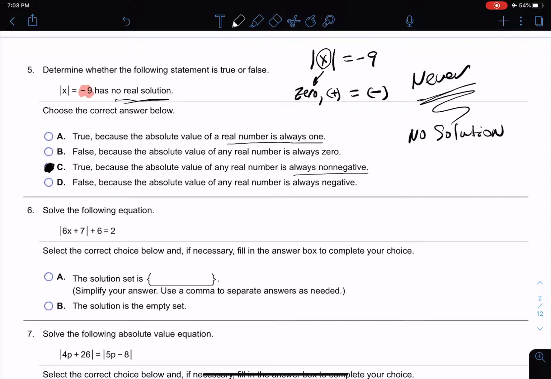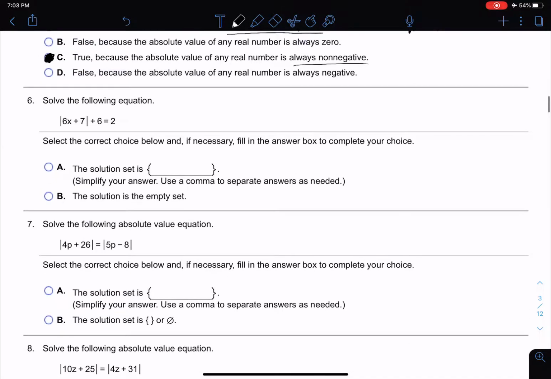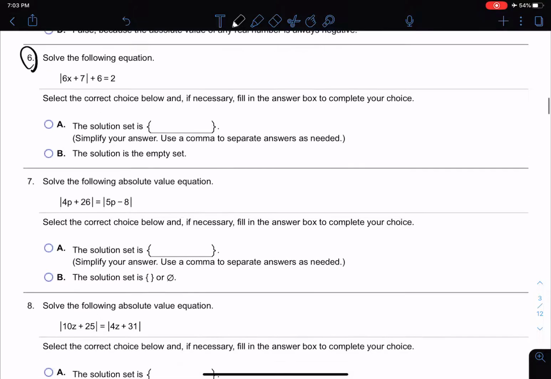Okay, then moving right along to the next problem. It says number 6, the absolute value of 6x plus 7, plus 6 equals 2. I wanted to move number 6 onto my extra sheet of paper because we just don't have a lot of space and it gets so crowded. So I'm going to write this down as 6: the absolute value of 6x plus 7 plus 6 equals 2.